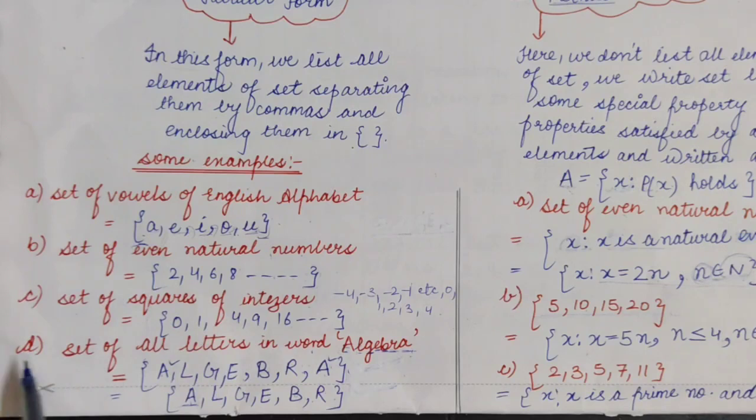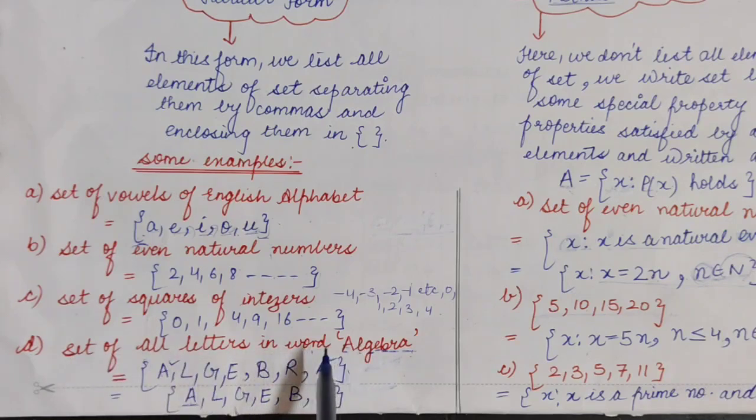Fine. After that, our next example is the set of all letters in the word algebra. In this word algebra, how many letters are there? 1, 2, 3, 4, 5, 6, 7. Total 7 letters are there. What we have to do here? We have to write it in the roster form.